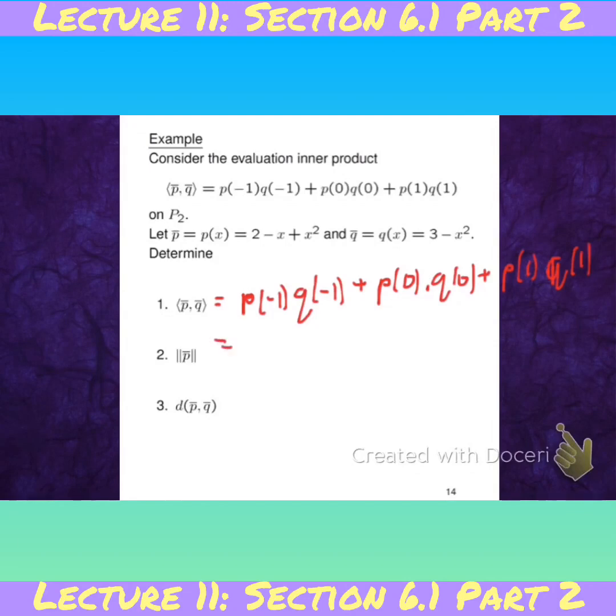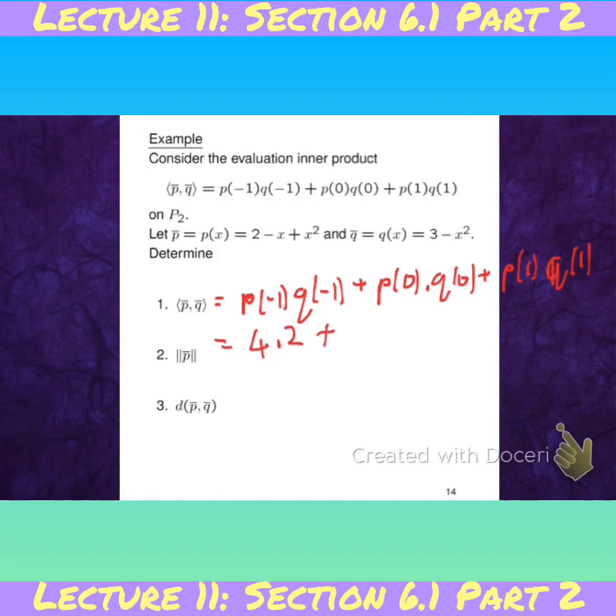What's P at the point minus 1? That's 4. And what is Q at the point minus 1? That's going to be 3 minus (minus 1) squared. Minus 1 squared is 1. So 3 minus 1 is 2. So that's going to be that.